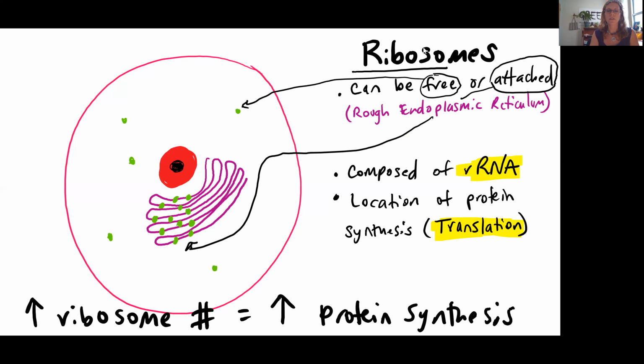If you see a cell that has a whole lot of ribosomes, then that tells you that that cell does a whole lot of protein synthesis. So as we look at our different types of cells and different organisms or different locations of our body or other organisms, we will see that the compositions will be different based on the jobs for those particular cells.